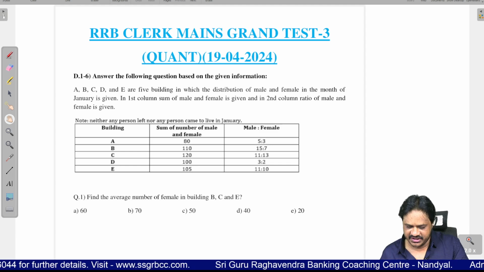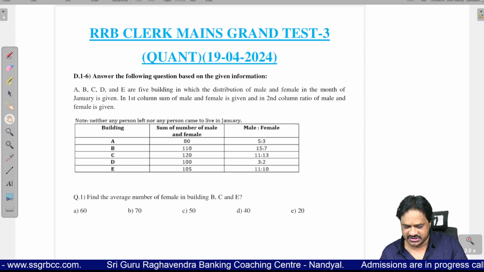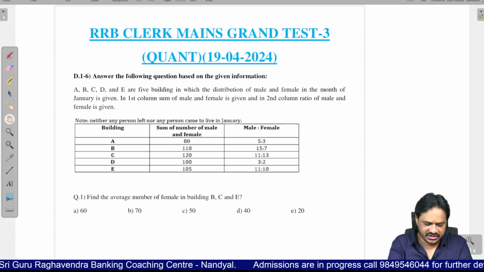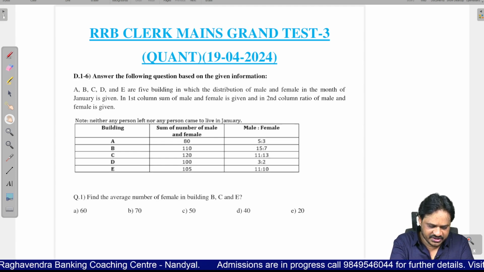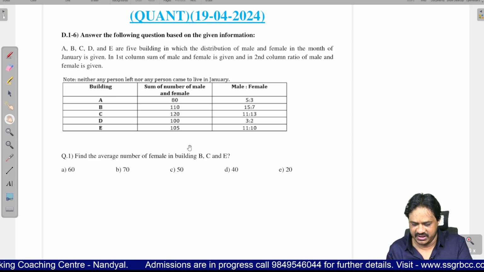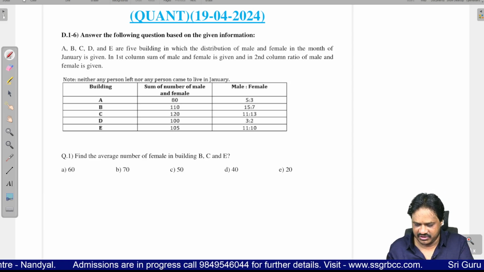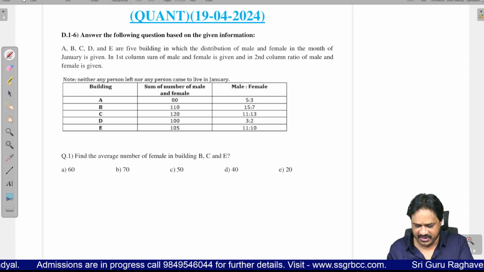A, B, C, D, E are 5 buildings in which the distribution of males and females in the month of January is given. In the first column, the sum of male and female is given, and in the second column, the ratio of male and female is given. So, here we are given one table, with building, the sum of the male and female, then the ratio of male and female. So, we can draw one more table in a similar manner.